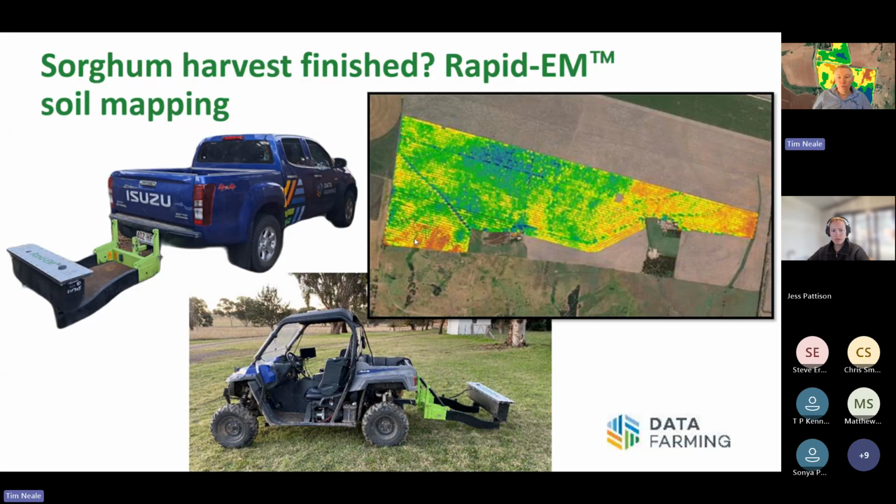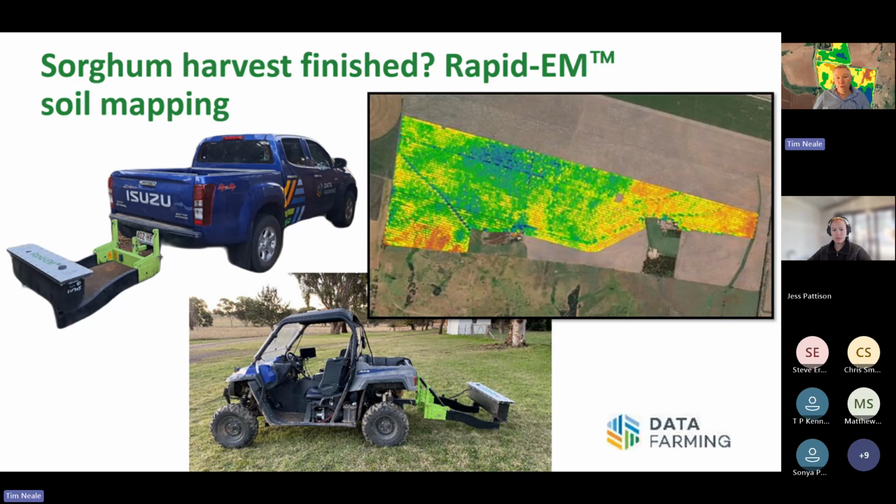Just another quick reminder for those that are coming out of sorghum harvest. Travelling across the regions over the last couple of weeks, I see most of the sorghums come in now. There's still a bit of cotton picking going on, but for those that want to hook in and do their soil mapping, EM mapping, we have a machine available at the moment.